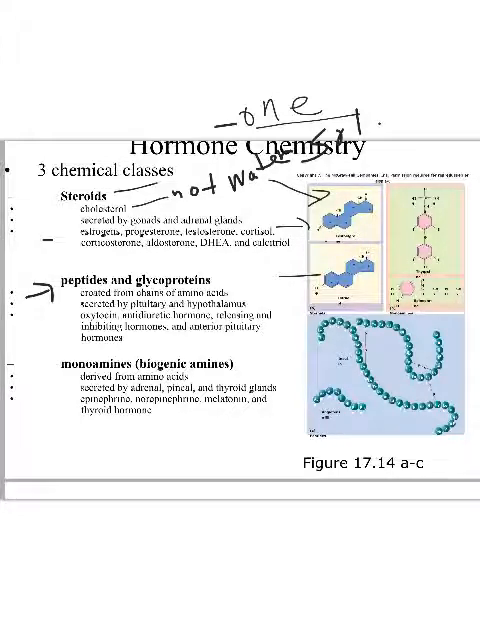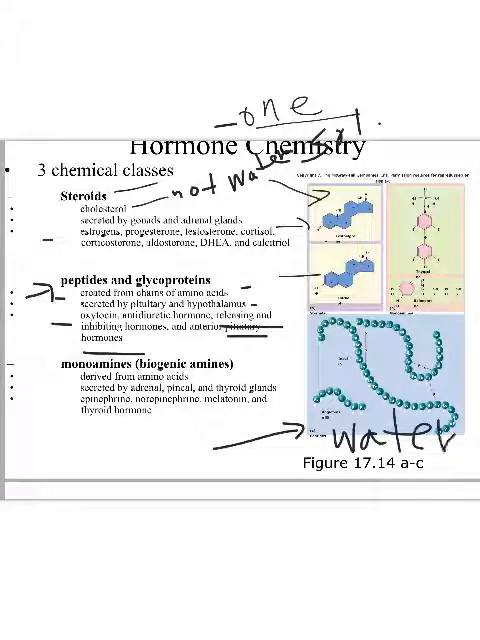Now peptides and glycoproteins. They're chains of amino acids. They come from the pituitary and the hypothalamus, and they also come from the pancreas. Oxytocin, antidiuretic hormone, insulin, those are all examples of peptides. The things that come from the hypothalamus and the pituitary are also peptides. Peptides are proteins, so they're water soluble and can dissolve in water. They can float in your blood freely.